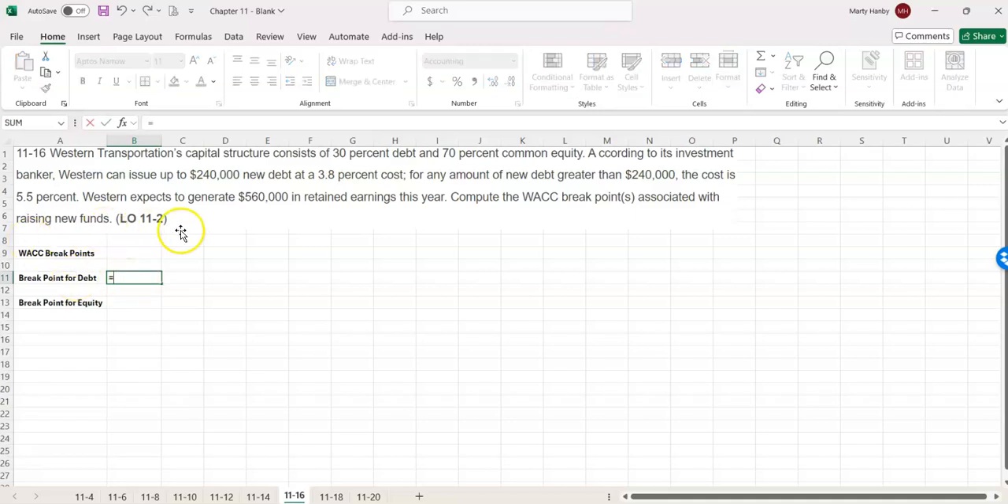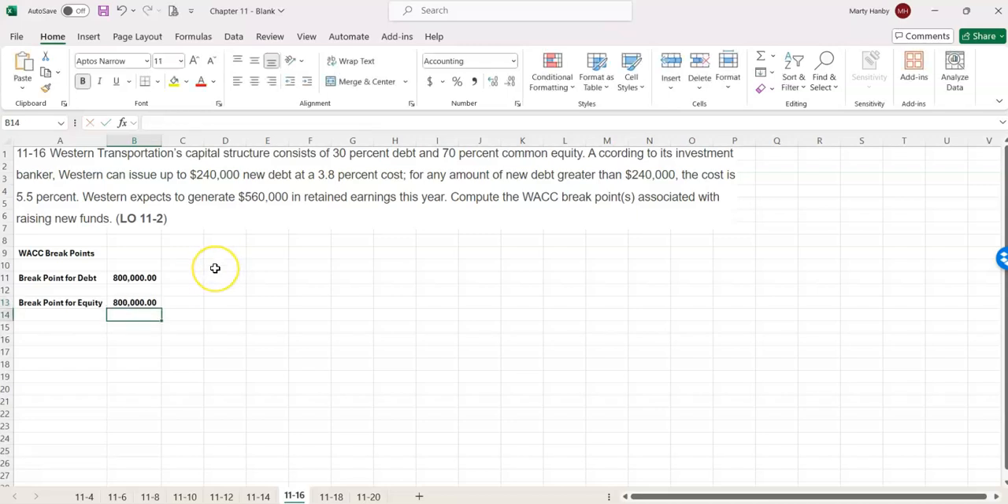So for debt, we take the $240,000 and we divide it by the weight of debt, the 30%, so 0.3. So that's 800,000. Now for equity, it would be the 560,000, and we divide that by the weight of equity, 0.7, and we get 800,000. So the breakpoints for debt and equity just happen to be the same.